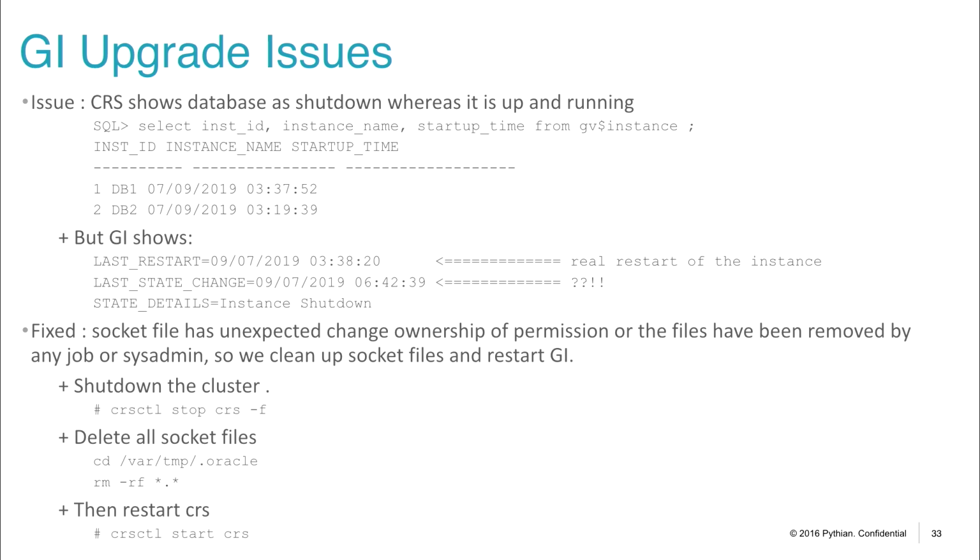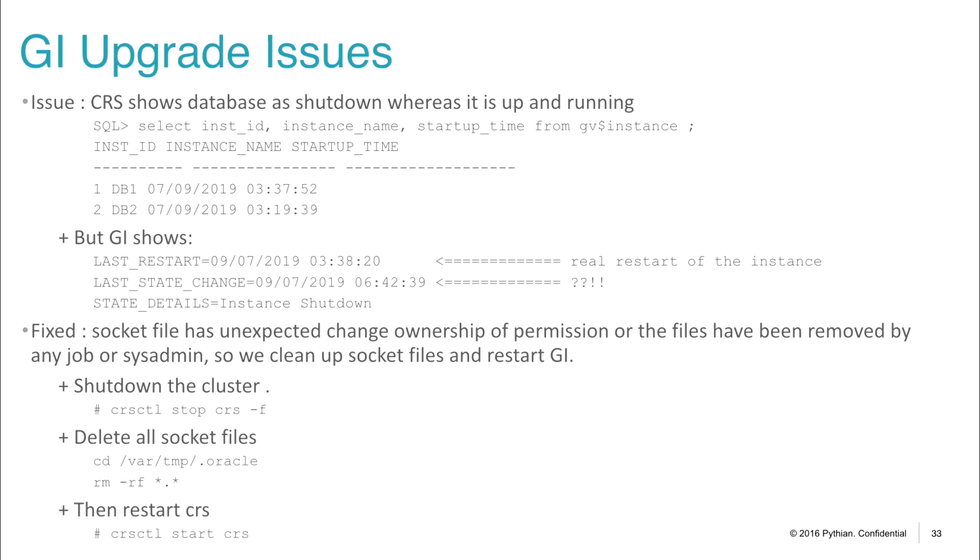Whatever we did, we shut down the CRS, we brought it up, and it was still showing down, but it was actually up and running. What we found was that there was a socket file that changed ownership, and another one that had been removed by the system administrator. So what we did was we cleaned up the socket files right here. We went to var/tmp/.oracle and we removed all of the socket files and we restarted the CRS.